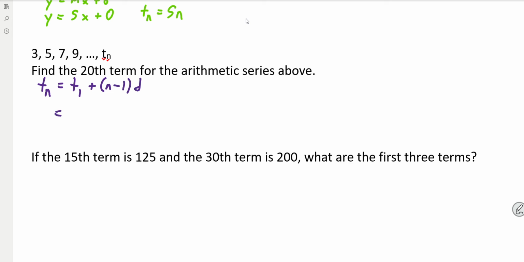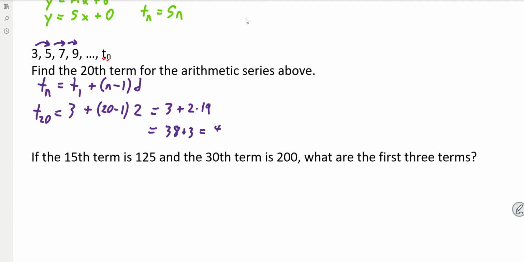Here's our general equation, so let's figure this out. We have T1 is 3, plus n minus 1. Well, we know it's 20, so we're looking for 20 minus 1, times D. What is D? Well, it's the difference or the change, which is 2. So now we just need to multiply all that out. So 3 plus 2 times 19: 38, plus 3, 41.